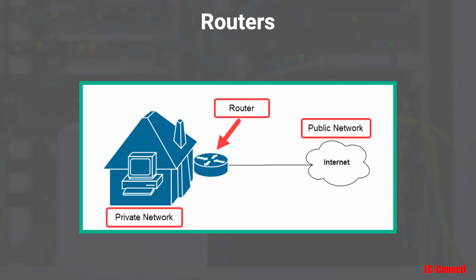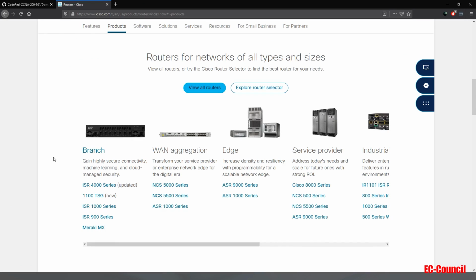Furthermore, let's head over to Cisco website to have an idea of what routers do look like. And again, similar to switches, we have routers of different shapes and sizes. There are routers for branches, there's routers for WAN aggregation, there's edge routers, there's even service provider routers.